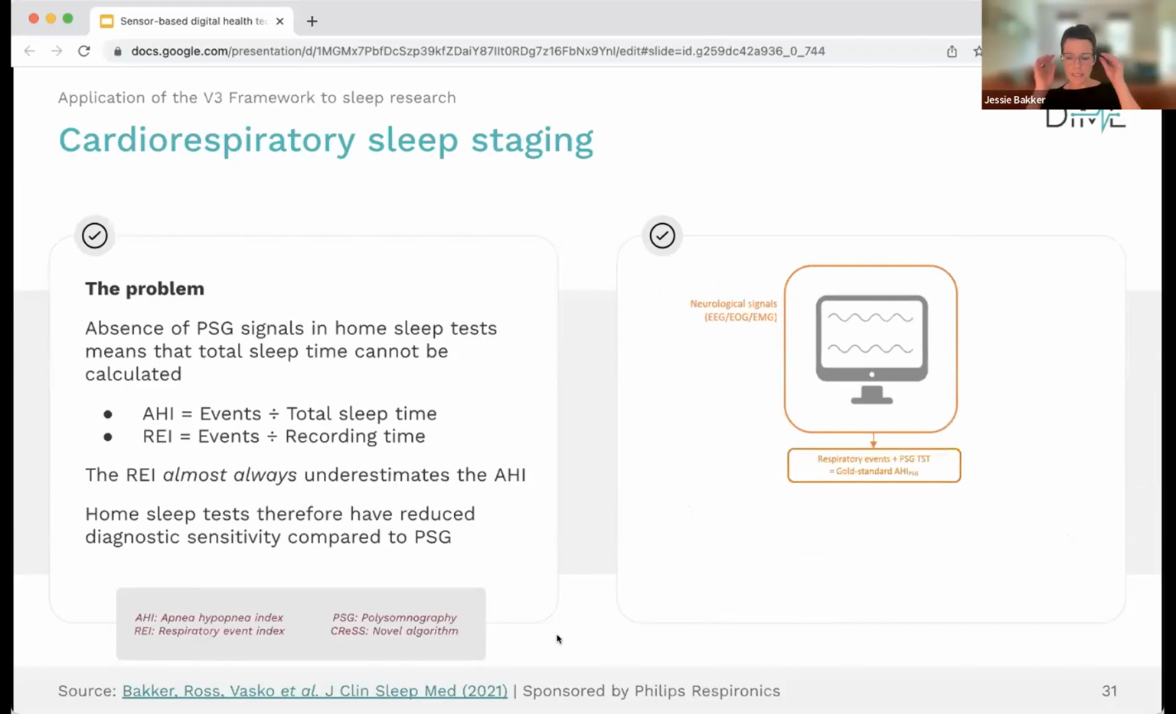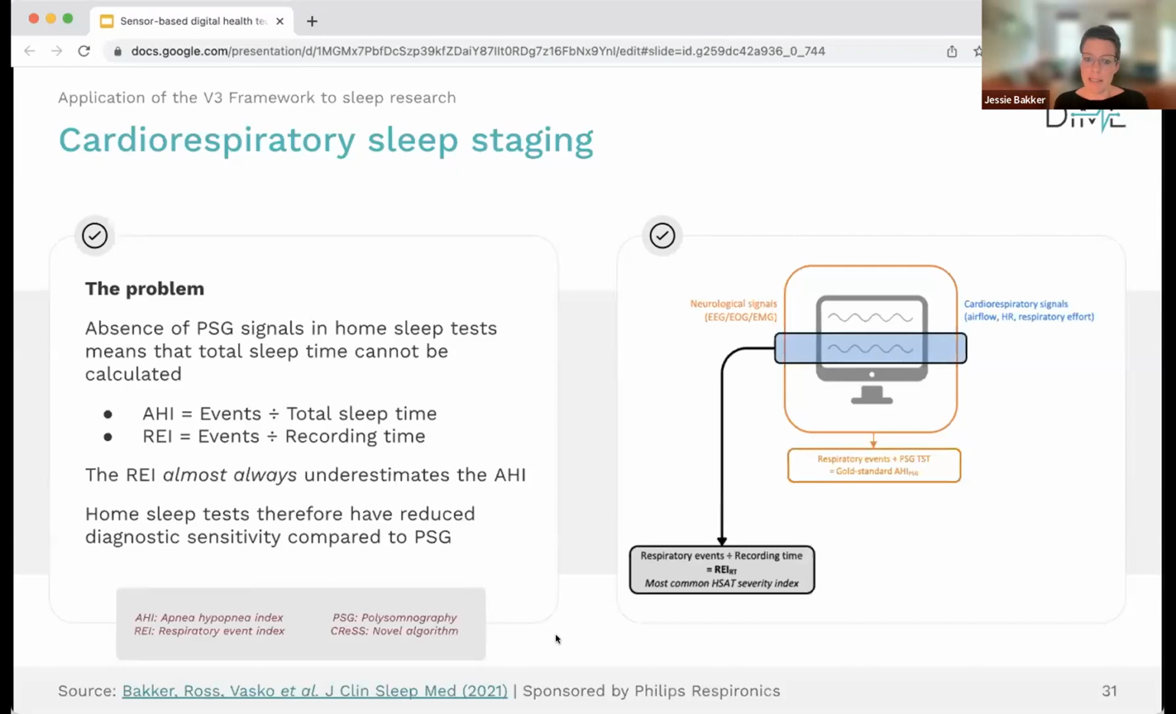Okay, so going into the methods here, if we have a full PSG that includes the neurological signals as well as all of the cardiorespiratory signals, including airflow, oxygen saturation, etc., we can tally up the respiratory events, divide it by PSG total sleep time, and calculate the AHI. And that is what determines the severity of sleep apnea. If we limit the montage down to just cardiorespiratory signals, we can then calculate the respiratory event index. So total number of events divided by recording time as the traditional and most common home sleep apnea test severity index.